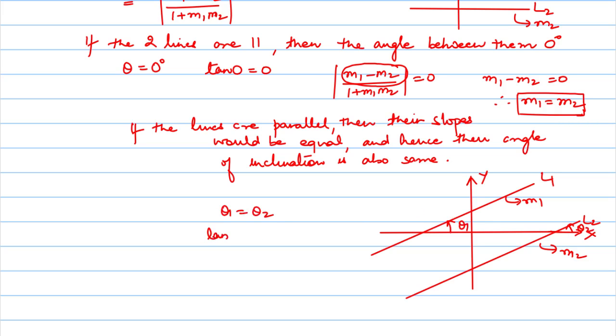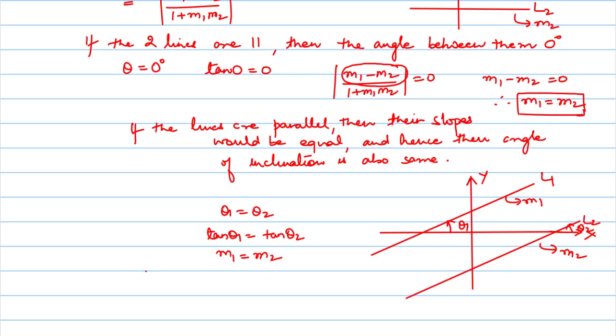Therefore, tan theta 1 will be equal to tan theta 2. But tan theta 1 is what? M1. And what is tan theta 2? This is M2. And this is what we have proved earlier. So, if the lines are parallel, their inclinations would be the same and hence their slopes would be the same.